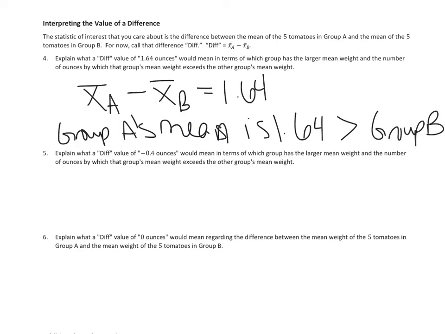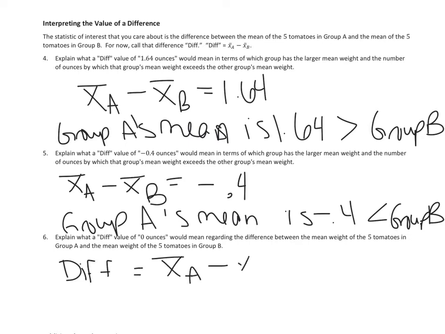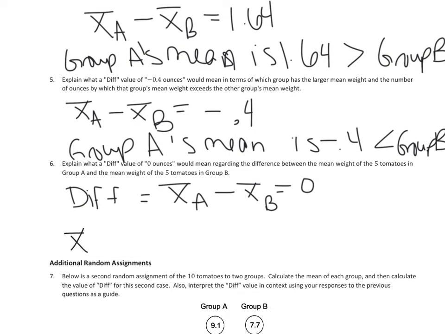Very simple, nothing major. If we got a diff value of subtracting A from B, well, B from A, I'm sorry, and got negative 0.4, this would just mean that group A's mean is 0.4 less than group B. Nothing crazy here. But what if you got a difference value of 0? That means that you would subtract A and subtract B and get 0. Well, the only way we can get 0 is if you subtract the same exact average. So that would just mean that group A's mean is equal to group B's mean.